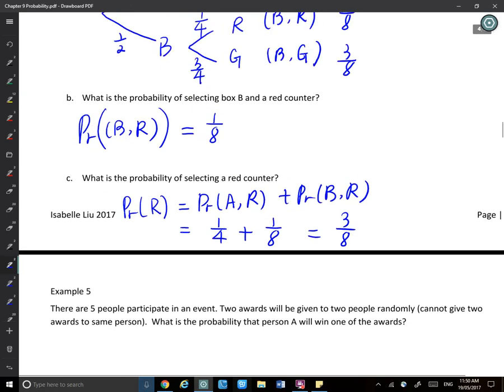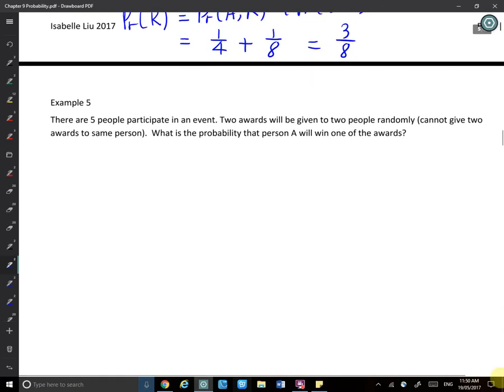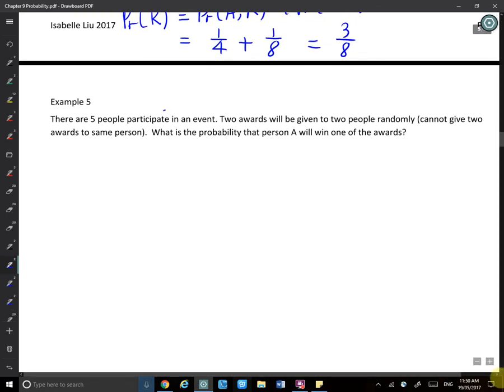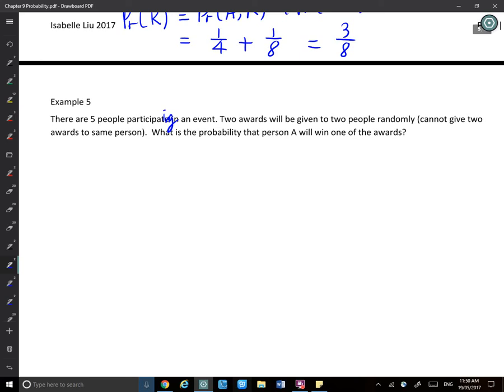Okay, example 5. There are 5 people participating in an event. 2 awards will be given to 2 people randomly. Can't give the 2 awards to the same person. What is the probability that person A will win one of the awards?